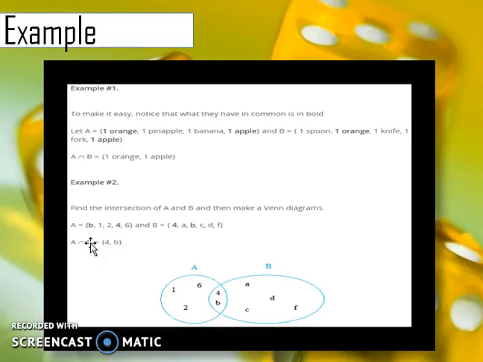Second example, find the intersection of A and B and then make a Venn diagram. So here is the Venn diagram representing the intersection of A and B.